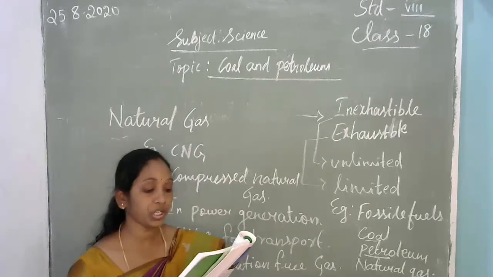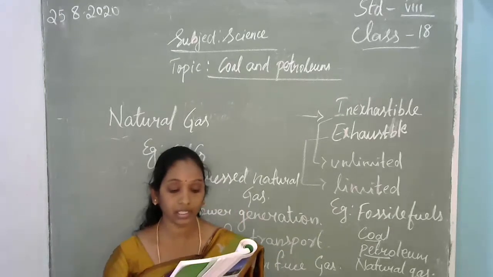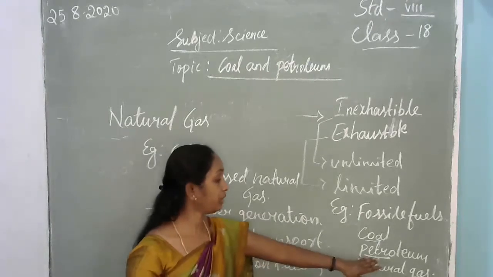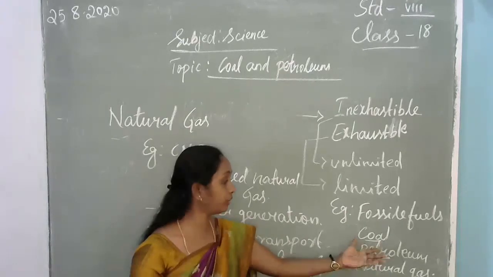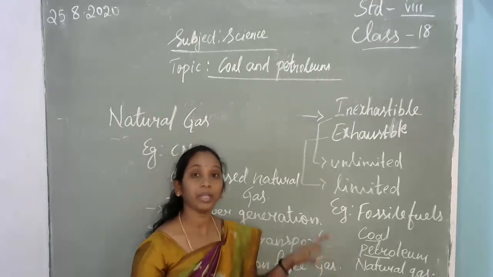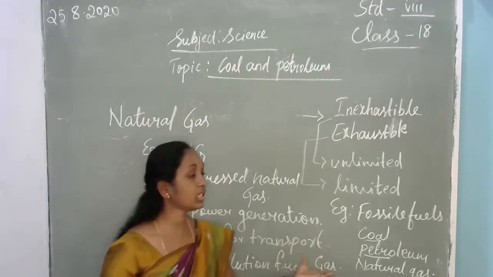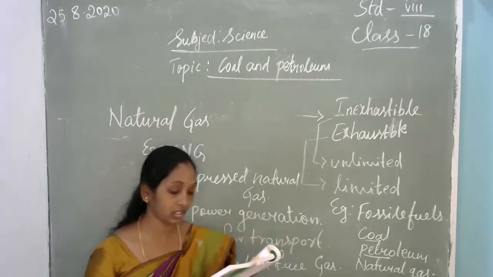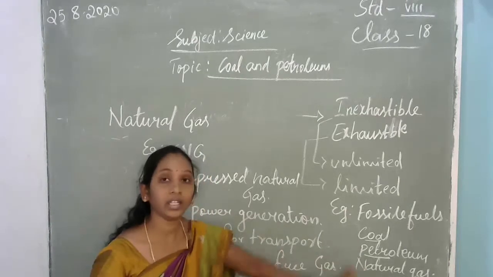Now the question is, can coal, petroleum and natural gas be prepared in the laboratory from dead organisms? I have told you, coal and petroleum take millions of years to form. So definitely we cannot prepare these fossil fuels man-made in factories, because it takes a long time and those sources cannot be set up in a laboratory or factory. So we cannot make coal and petroleum in laboratories.